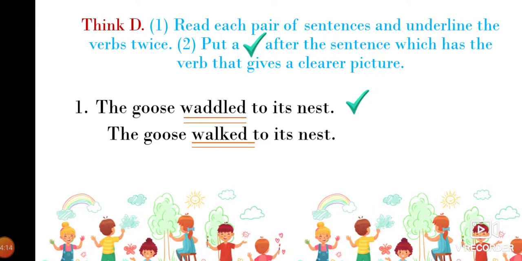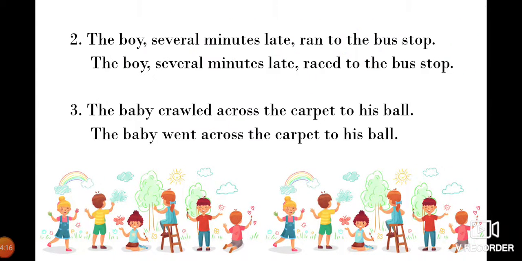In this one, number 2, the boy several minutes late ran to the bus stop. And then we have, the boy several minutes late raced to the bus stop. In this case, first we identify the verbs. In this case, it's ran and also raced. What is the correct answer? In this case it is the second option. This one is a clearer sentence.